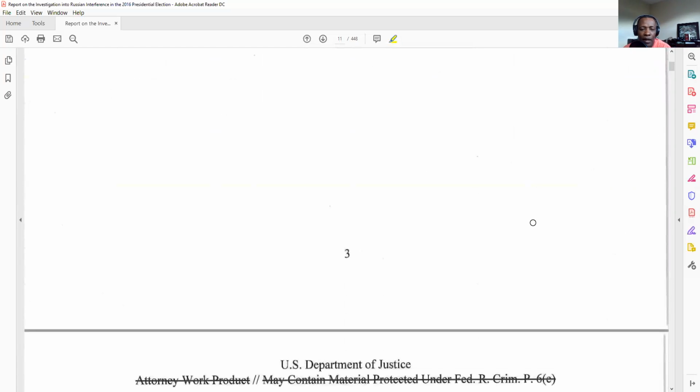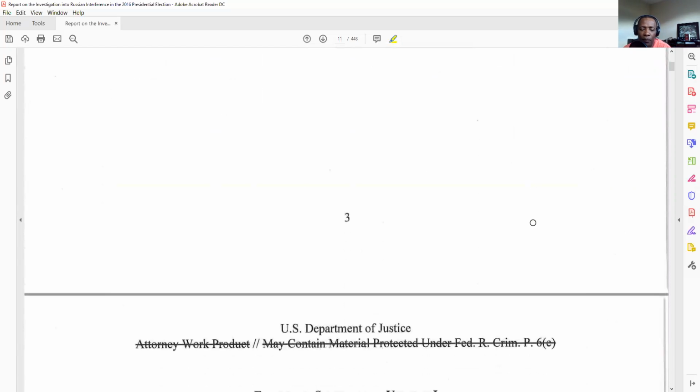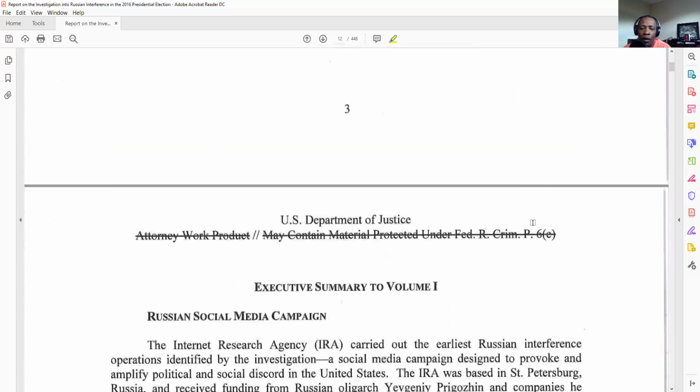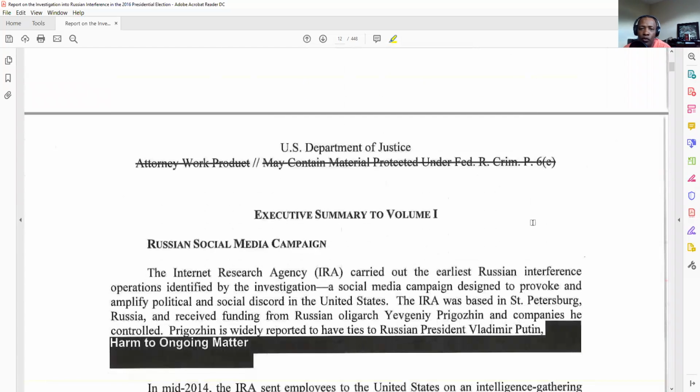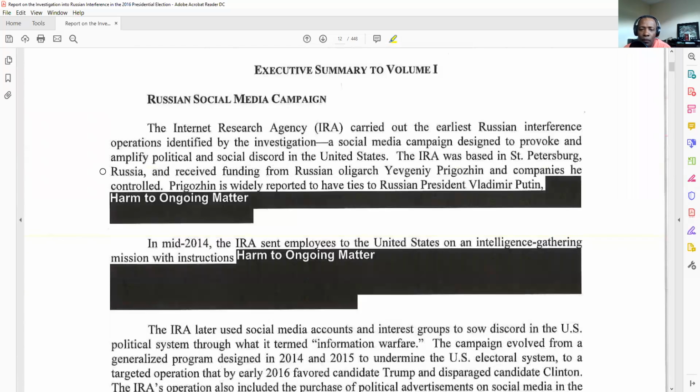Okay, this is page 3 of the actual document, but it's page 11 of the file. Now we're going to page 12. Okay, executive summary to volume 1. Again, I'm going to tell you some of this is redacted, so we're just going to keep reading. If it gets to something that's redacted, we're going to tell you redacted.